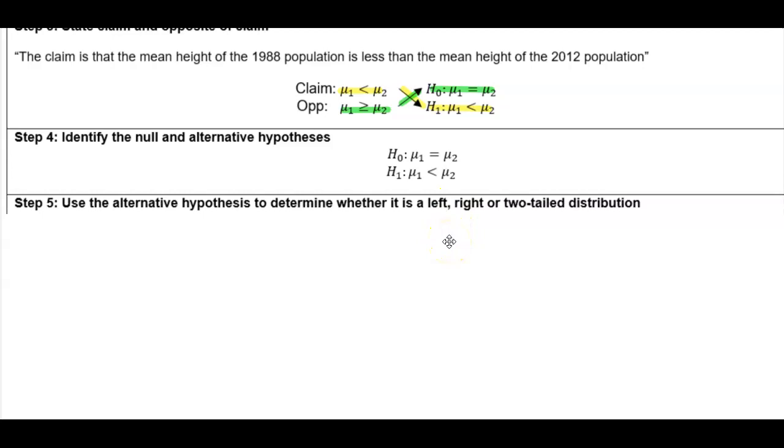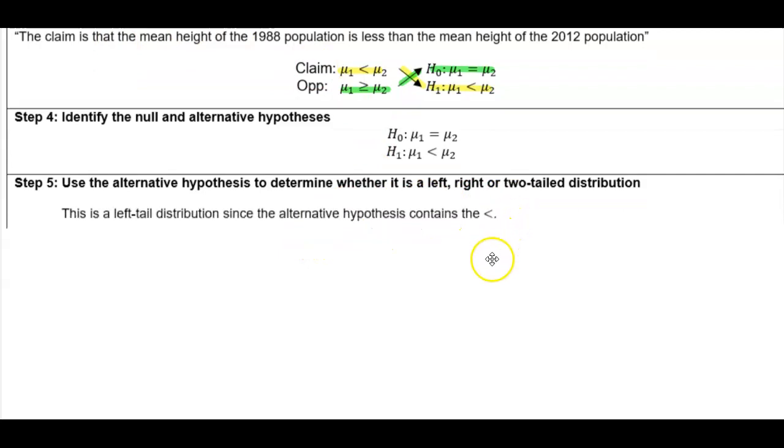Now in step 5, we want to use the alternative hypothesis to determine whether it is a left-tailed, right-tailed, or two-tailed distribution. This is a left-tailed distribution since the alternative hypothesis contains the inequality that is less than.